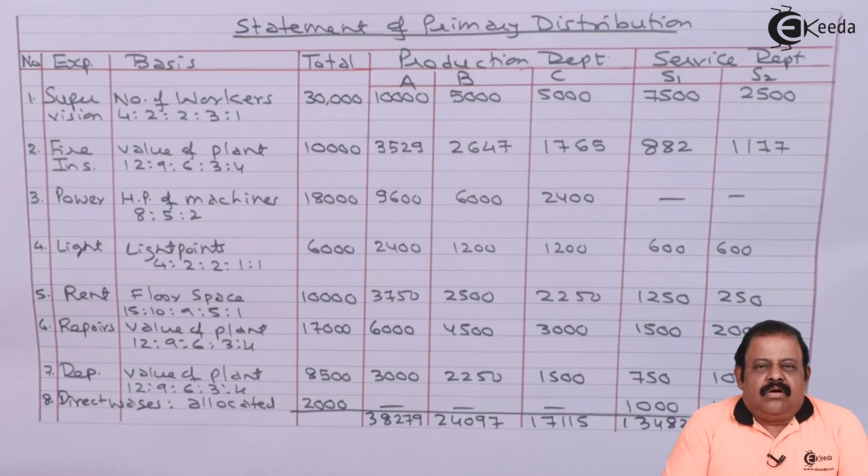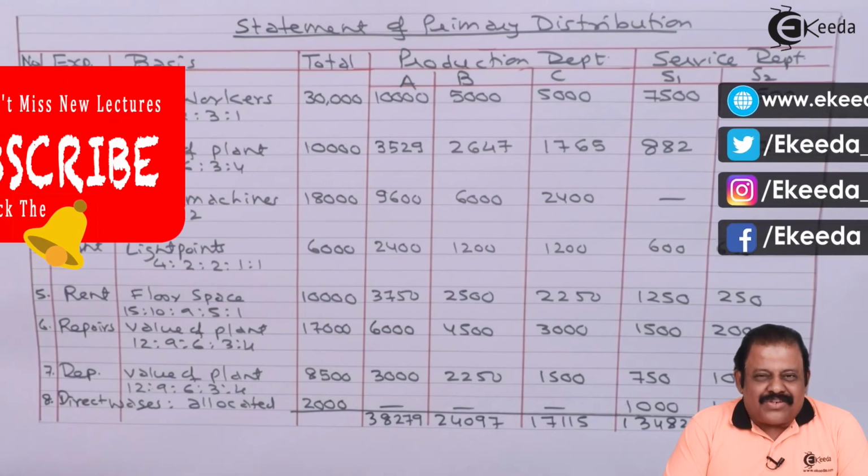So in this question we have learned how to distribute overheads when 3 production departments and 2 service departments are given.